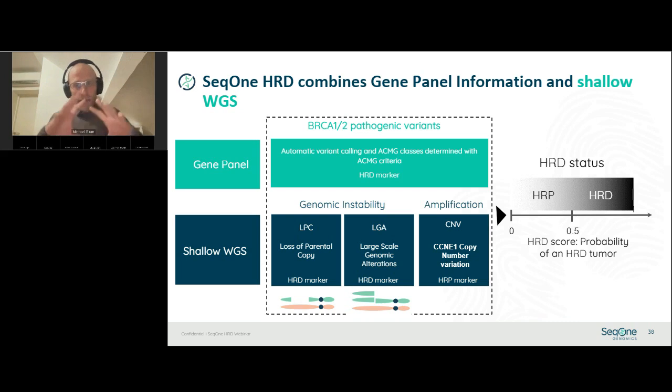And so we combine all this information, BRCA1 and BRCA2 mutation, plus the genomic instability and CNV amplification, in order to compute a single score, which is a probability for the tumor to be HRD. If the probability is larger than 50%, it's an HRD sample, and otherwise it's an HRP or HRD negative sample.